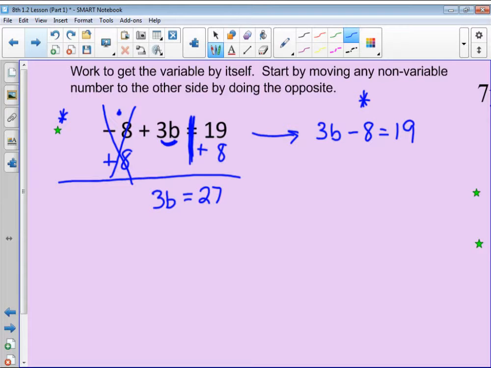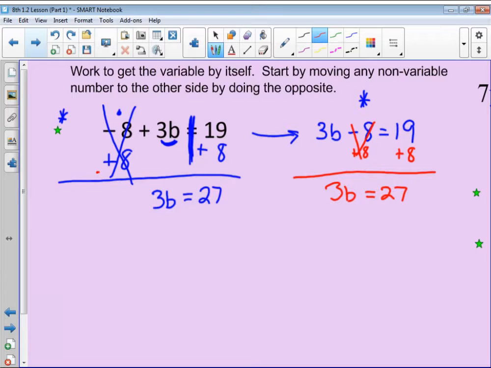Note that if I work on the problem that's on the right-hand side, I'm going to end up in the same end point. So here it's -8 plus 8, which is what we did here. Cancels out, +8. See how I still ended up with the same thing? 3b left here, not crossed out, equals 27. So either way, whether we prefer to shift that around, that 3b, so that it's sitting in the front or not, we still end up with the same answer as long as we shift correctly.